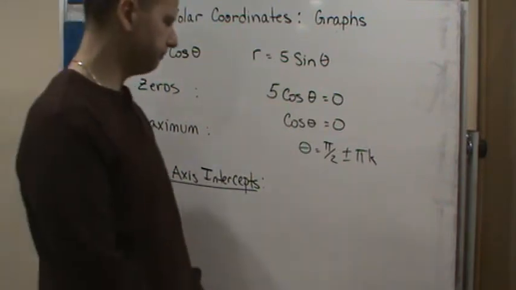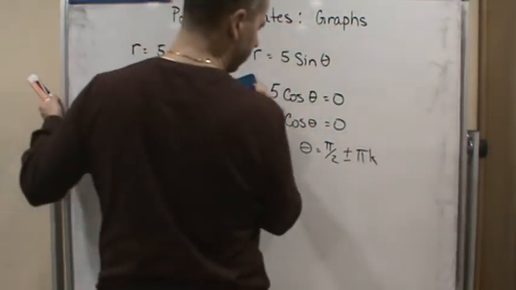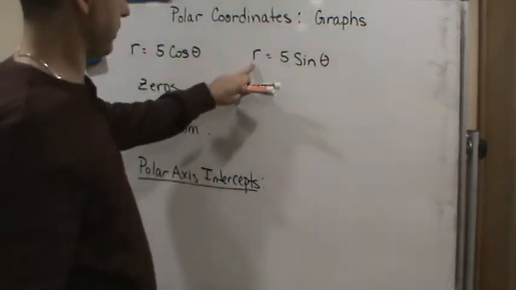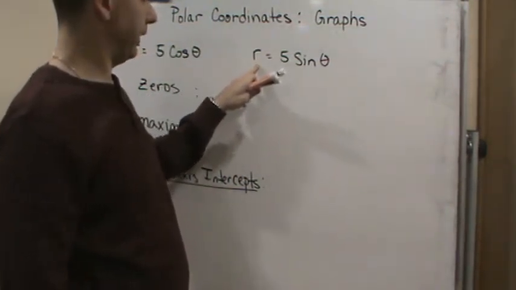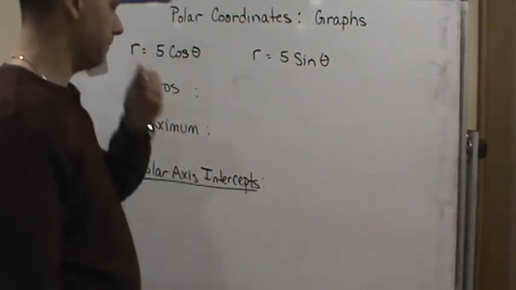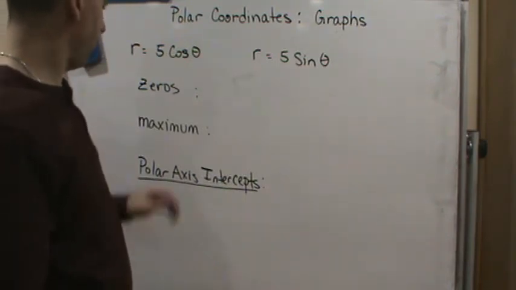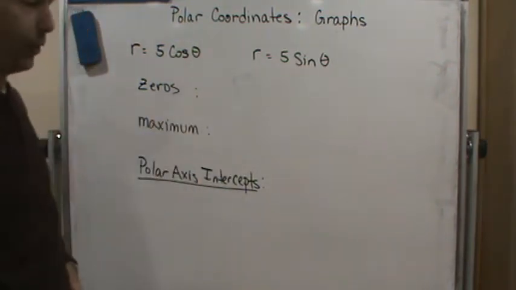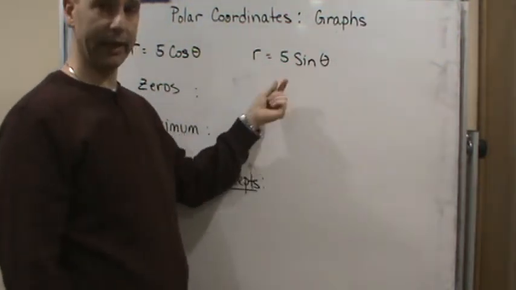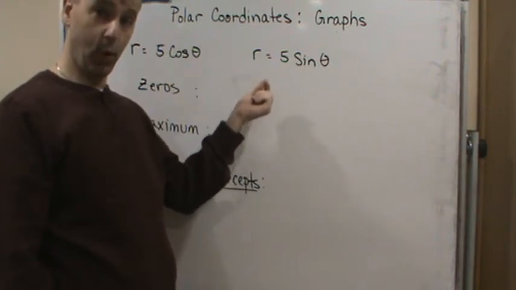Now, similarly with sine, we know r is going to be 0 if theta is any multiple of pi, or 0 if theta is 0. So those are the ways we can find important points. Now that's when the radius is 0, so we can find what angles the radius is 0, which means it's at the pole.